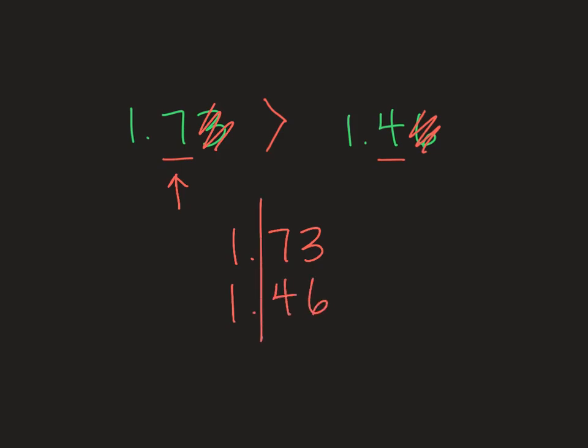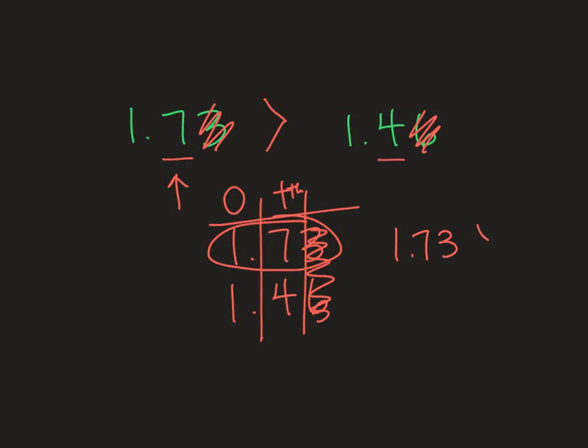So when I look at how these are lined up in a place value chart, again, I can say that I can't compare the ones column because I have the same number. So we can go to the tenths column now, and can I compare 7 and 4? Yes, we know that 7 is greater. So without even looking at this hundredths column, we can say that 1 and 73 hundredths is greater than 1 and 46 hundredths.